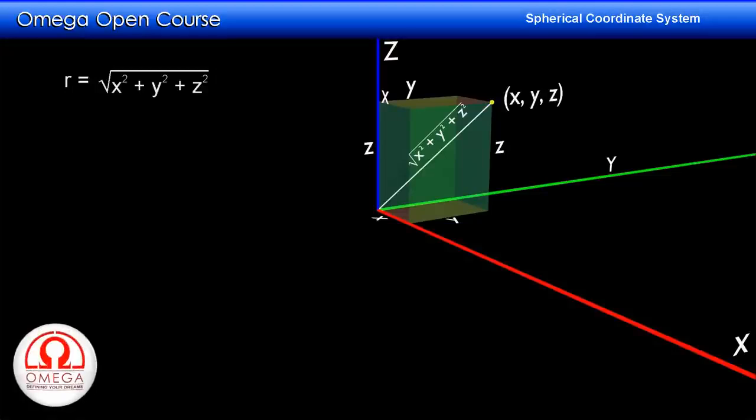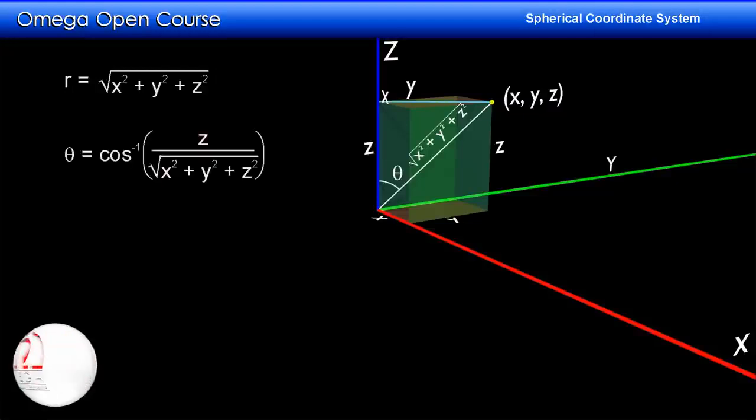Thus the value of parameter r for the point is root under x square plus y square plus z square. The second parameter, the polar angle, is the angle the body diagonal makes with the z-axis. If you draw a perpendicular from the point to the z-axis, then we get a right angle triangle with base z, inclination theta, and hypotenuse root under x square plus y square plus z square. From trigonometry, we know that theta is equal to cos inverse of z by root under x square plus y square plus z square.